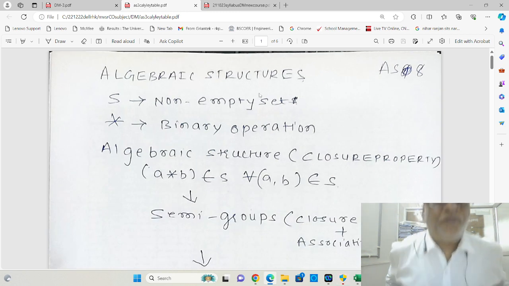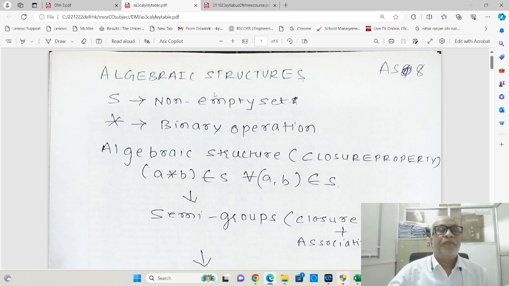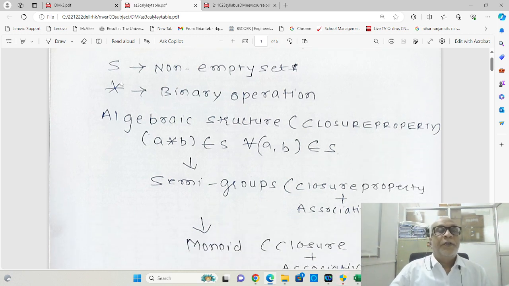Our topic is algebraic structures. Here, the notations being used are S represents a non-empty set, star represents a binary operation. Unless otherwise specified as multiplication, it is, in this topic, a binary operation. This star can be plus, A plus B. This star can be multiplication, A star B, like that.